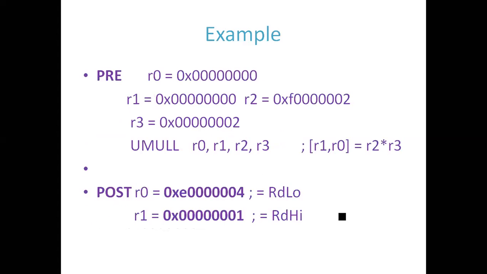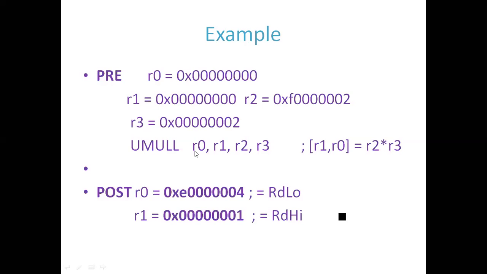And here is one more example of the unsigned multiplication, right? So we have two registers, actually four registers, R0, R1, R2, and R3. So what you are doing is that R2 and R3 will get multiplied, and the result will go to R0 and R1. R1 will hold the lower order 32 bits, and R0 will hold the higher order 32 bits.